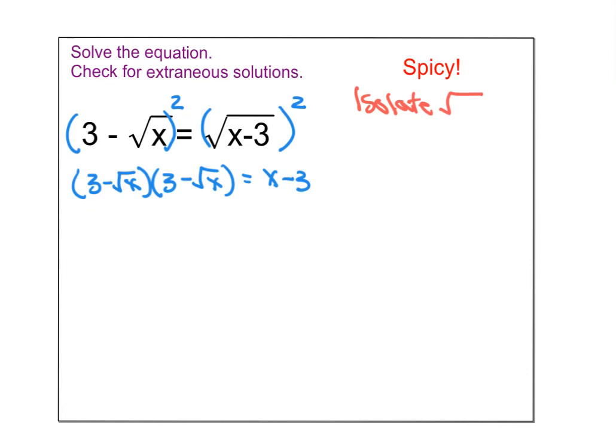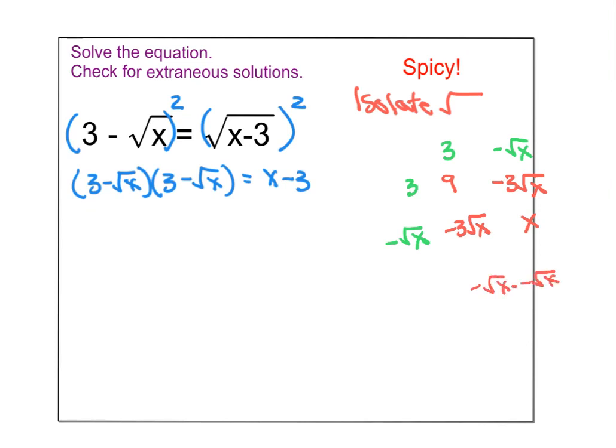So on the left-hand side, I'm going to have to do a little bit of FOIL work. But instead of foiling it, I'm going to practice using my area model method over here on the right. So I have a 3 and a negative root x, a 3 and a negative root x. And let's go ahead and simplify this. 3 times 3 is 9. 3 times a negative root x is a negative 3 root x. I have another negative 3 root x. And then a negative root x times a negative root x is a positive x.